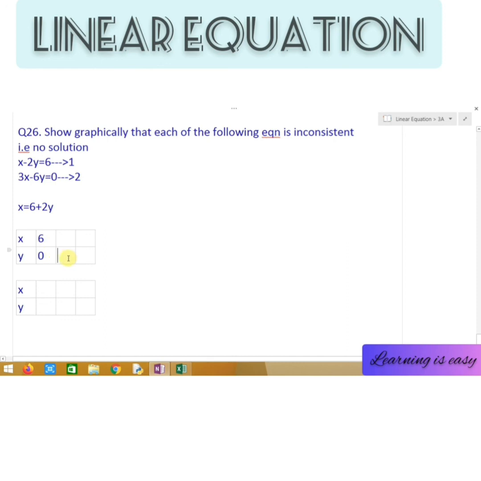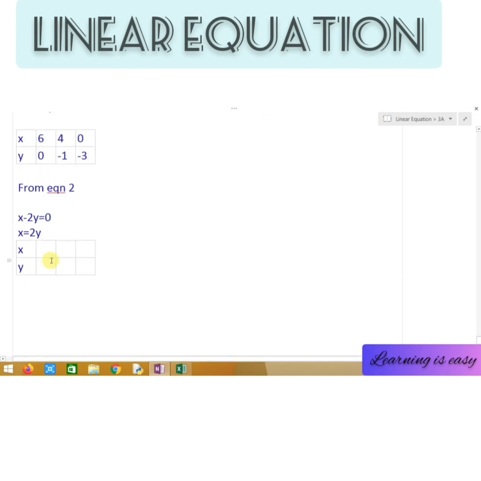When y is 0, x is going to be 6. When y is minus 1, x is going to be 6 minus 2, so 4. When y is minus 3, x is going to be 0 because 6 minus 6 is 0. From equation 2, it's divisible by 3. So it's going to be x minus 2y equal to 0, completely divisible by 3. So x equal to 2 times y.